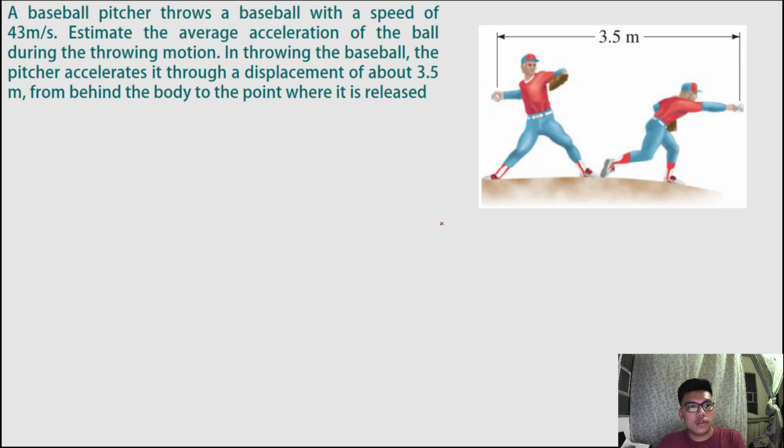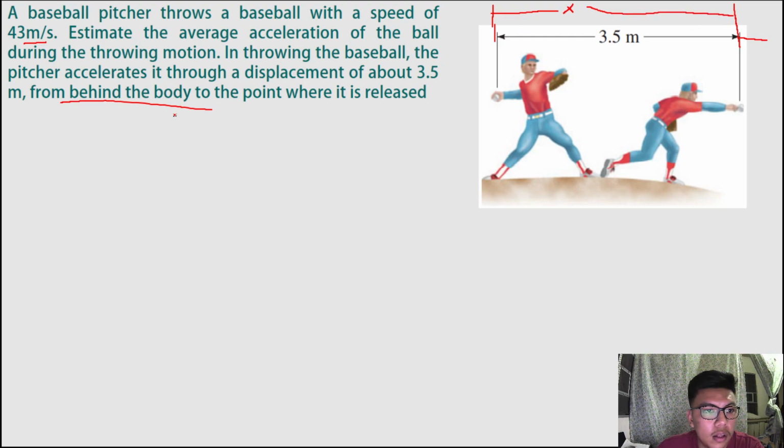Okay. So another example, a baseball pitcher throws a baseball with a speed of 43 meters per second. So estimate the average acceleration of the ball during the throwing motion. In throwing the baseball, the pitcher accelerates it through a displacement of about 3.5 meters from behind the body to the point where it is released. So ito yung point behind the body and ito yung point where it is released. So pag bitaw sa kanya, ang speed na ng baseball ay 43 meters per second. So mula doon, sa likod hanggang sa harap ay 3.5 meters.